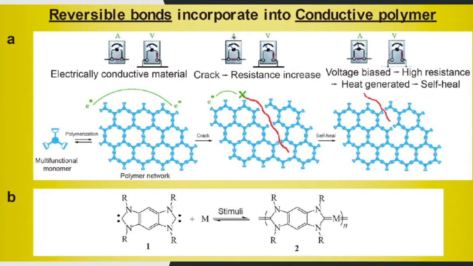And this is also similar, checking the conductive material. It has a cut here, damage here, a crack, right? And then it self-heals, and then they check the resistance. It needs some stimuli. We call them reversible bonds.